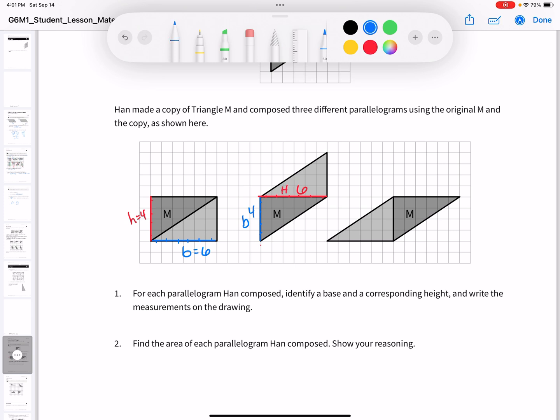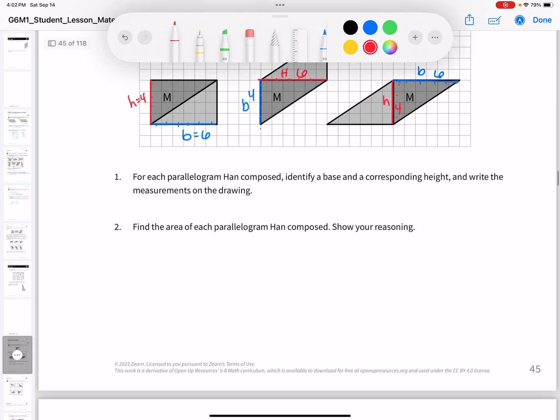Then I'll use this one as the base. And that's 1, 2, 3, 4, 5, 6. And I'm going to use this one as the height. 1, 2, 3, 4. So the height is 4. Okay. So find the area of each parallelogram Han composed.